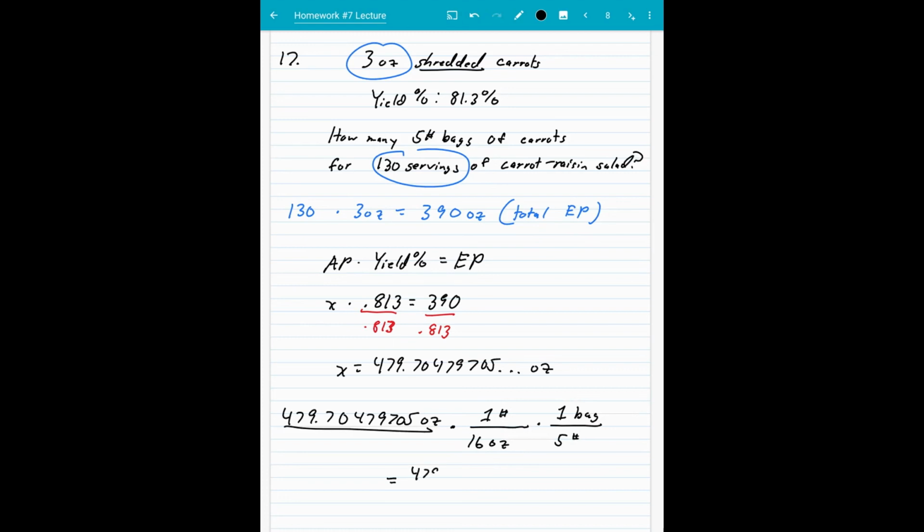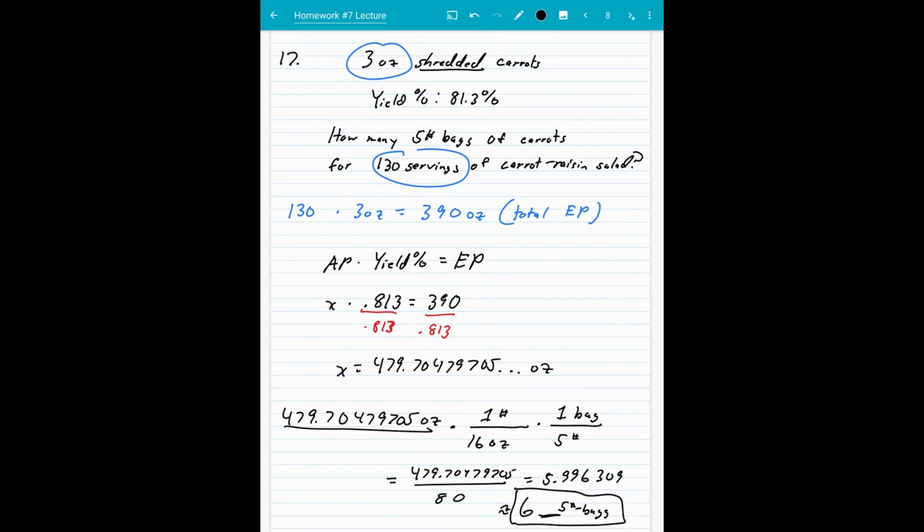So this would be your long number divided by 80. So have that number stored in your calculator and divide it by 80 so you get a nice answer. When you divide it by 80, you get 5.996309. Now again, remember, you can't buy a fraction of a bag. You have to round up. So this would be about 6, and this is 5-pound bags. So we need a total of 6 5-pound bags for the recipe.